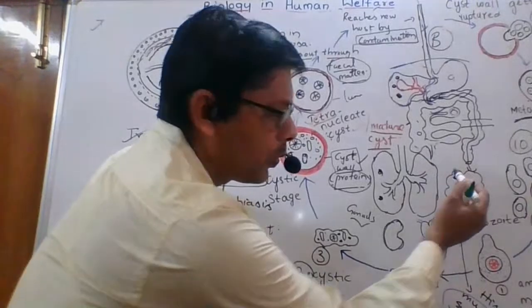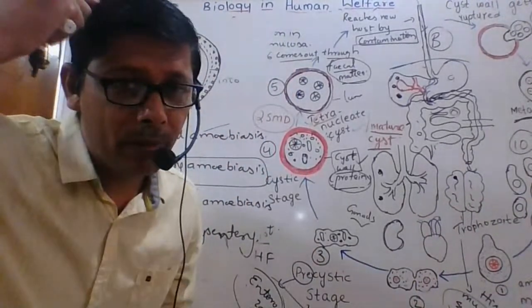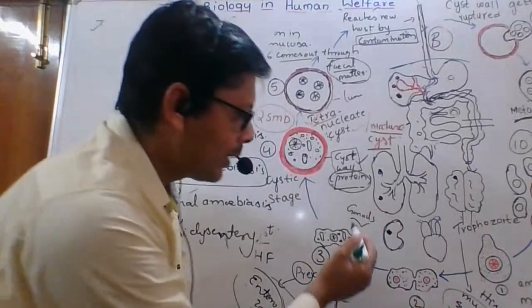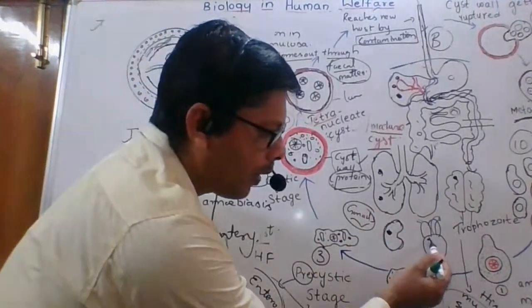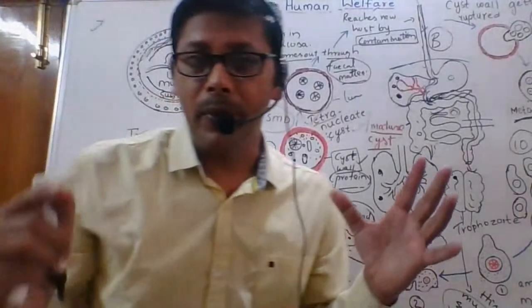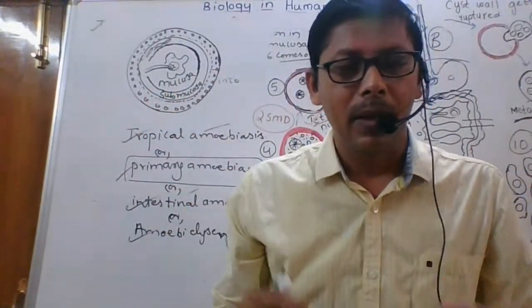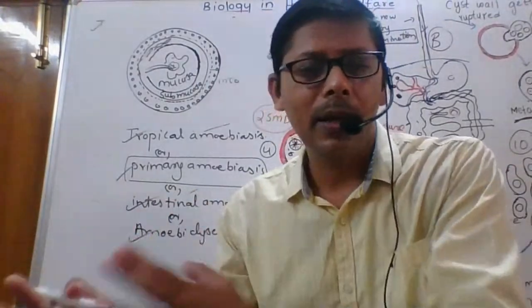It also may go to your brain. It may also affect our brain. It may also go to kidney. And next one, gonads and heart. Any parts could be affected. That is called secondary amoebiasis or extra intestinal amoebiasis.